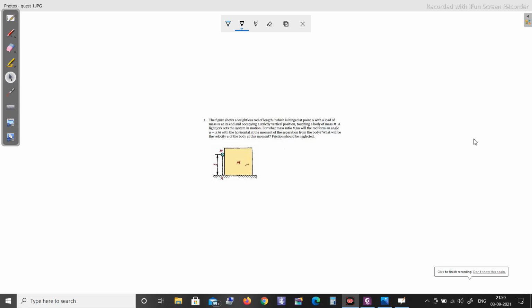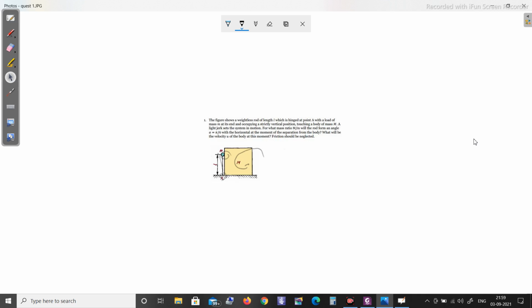Hello everybody. In this question, a system is given. It consists of a massless rod of length L. At point A, it is hinged, and a load of mass small m is on its other end. Now it touches a body of capital mass M. It means that they are touching each other. Now this is its initial position.